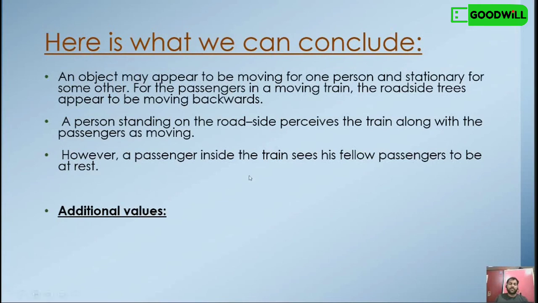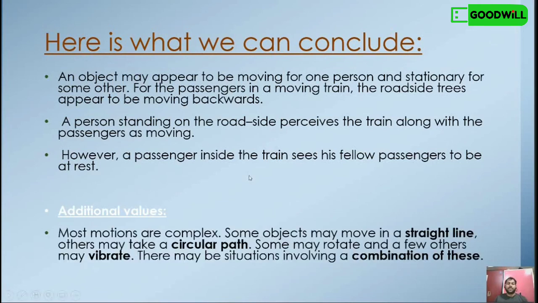Additionally, motions are complex. Some objects may move in a straight line, some others may take a circular path, some may rotate, and some may vibrate. There may be a situation involving a combination of these. We'll be discussing these in higher classes. We complete the basic discussion in our video.